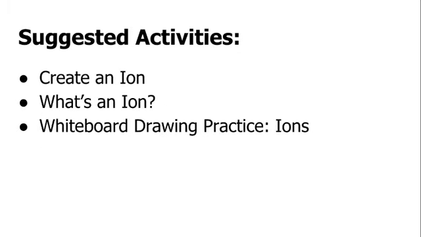Now, suggested activities are Create an Ion, which is a simulation, going back to kind of the Building an Atom simulation, and start looking at a very basic idea of what ions are. What's an Ion is a step-by-step tutorial on how to go from an atom to an ion and the rules, and then practicing. So this is your application, the whiteboard drawing practice, being able to sit down and go from atoms to ions and create those and identify and also write ionic symbols.